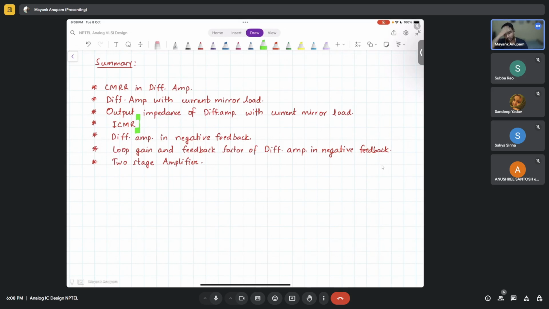Input common mode can vary in general, and because of that, your amplifier characteristics should not change a lot. They will change definitely, but they should not change a lot. Also, the most important thing is that with the change in input common mode, the amplifier should still be in saturation. Those things define and constrain the input common mode range.